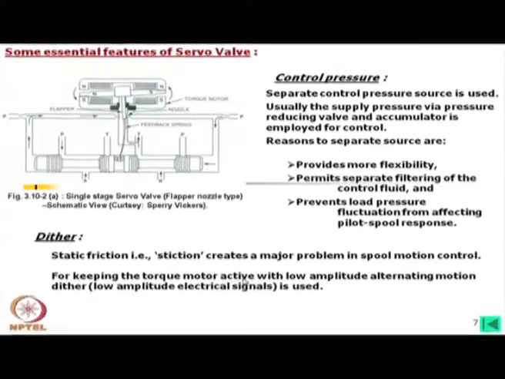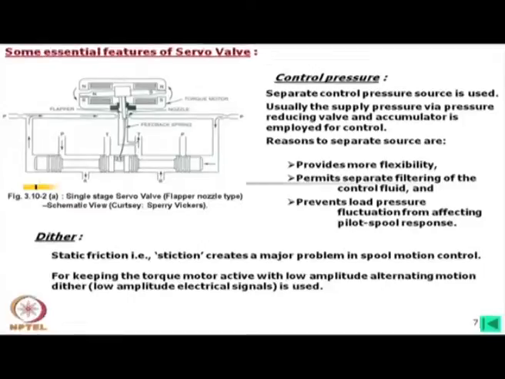For keeping the torque motor active with low amplitude alternating motion, dither, a low amplitude electrical signal, is used. What perhaps happens, as I understand, is that using this dither, suppose we are trying to move a body like this, but we are moving it with small vibrations. So, application of this dither eliminates the friction.